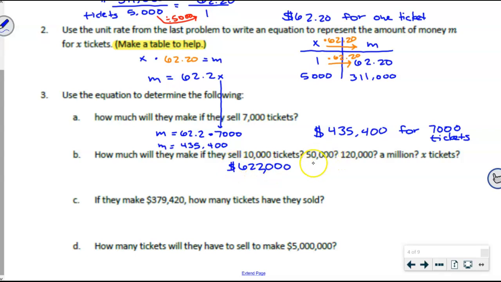What about 50,000? What's that going to be, Trace? Very good. 3,110,000. You got it. And I didn't draw enough zeros. There we go. Okay, and 120,000. Anybody have that one calculated? Go ahead, Carter.